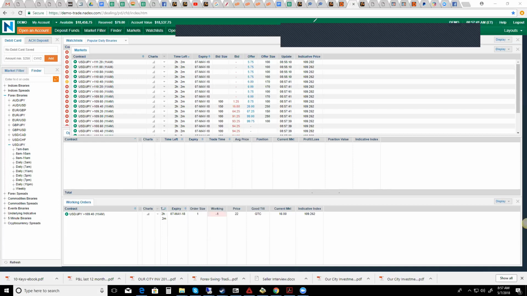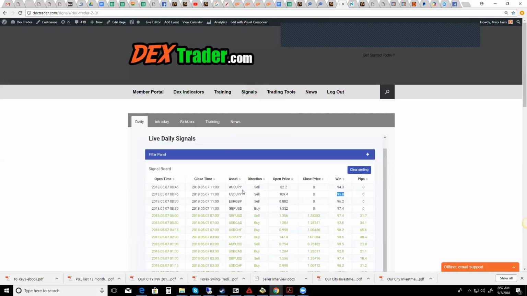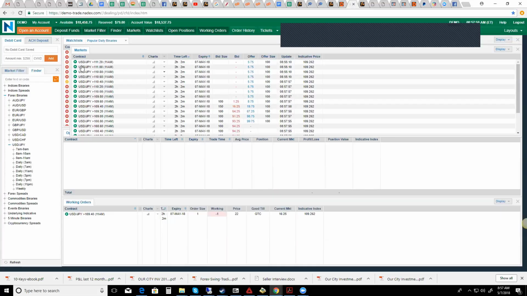Now let's jump back over and have a look at the other trade that was on here, AUD JPY 82.20. I usually don't put two trades on, but I want to look at it to make sure we're not missing anything. So 82.20 on the sell, AUD JPY.